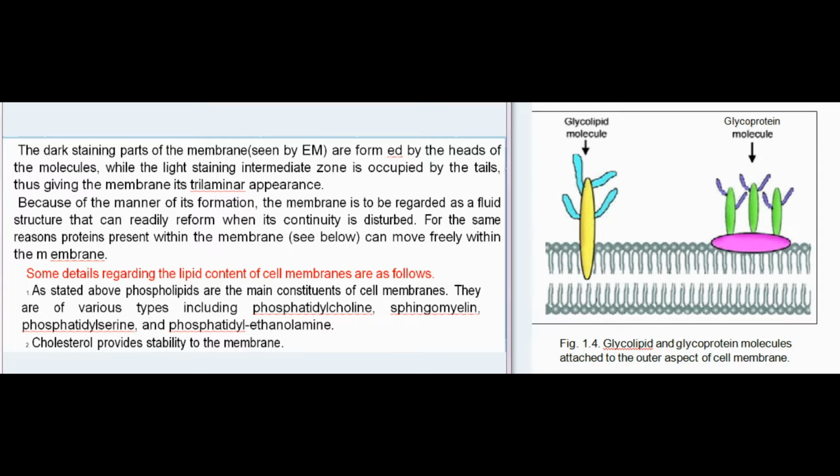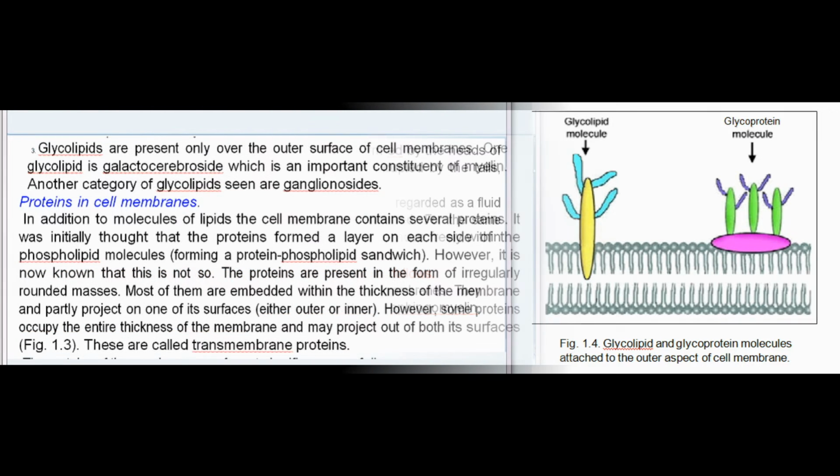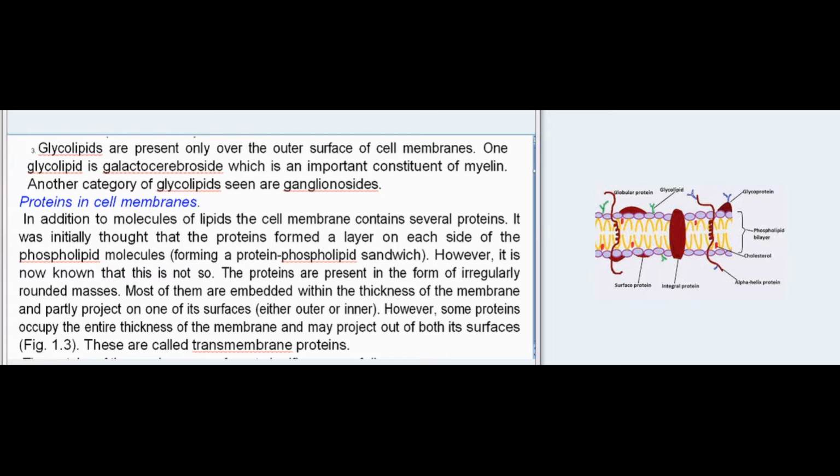Some details regarding the lipid content of cell membranes are as follows. As stated above, phospholipids are the main constituents of cell membranes. They are of various types including phosphatidylcholine, sphingomyelin, phosphatidylserine, and phosphatidylethanolamine. Cholesterol provides stability to the membrane. Glycolipids are present only over the outer surface of cell membranes. One glycolipid is galactocerebroside, which is an important constituent of myelin. Another category of glycolipids seen are gangliosides.